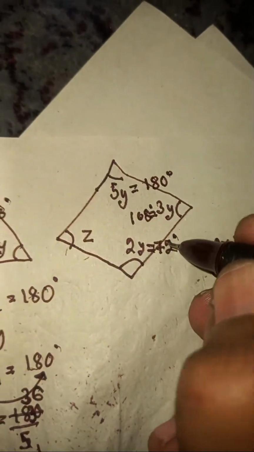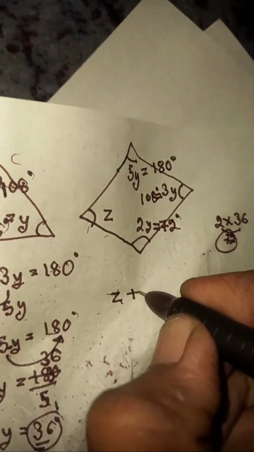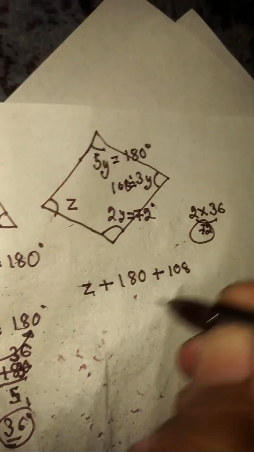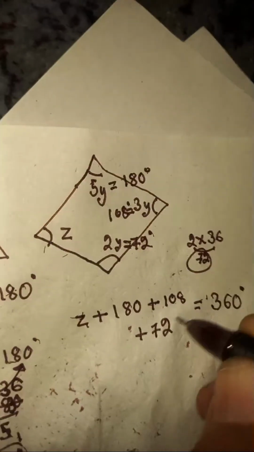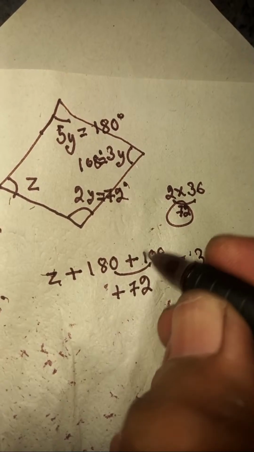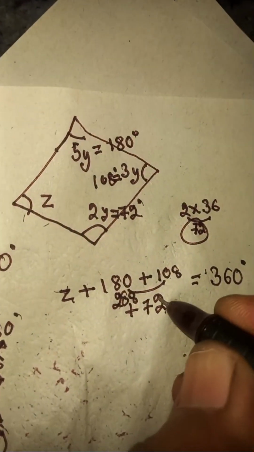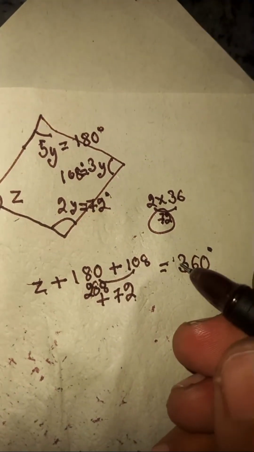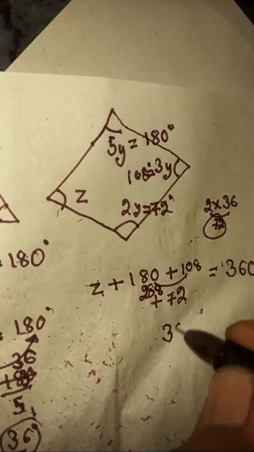And these are all different angles, and all four angles if you add, it is 360 degrees, equal to z plus 180 plus 108 plus 72. All of them are going to be equal to 360 degrees. Let's add them. 180 plus 108 becomes 288. And 288, when you add 72, 288 plus 2 is 290 plus 70, it is going to become 360 degrees.